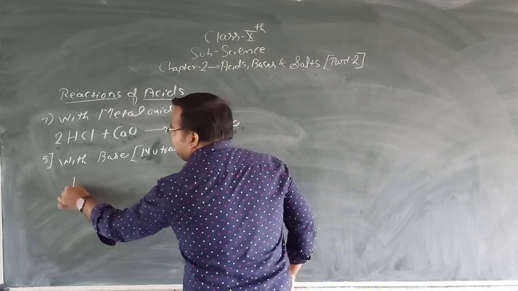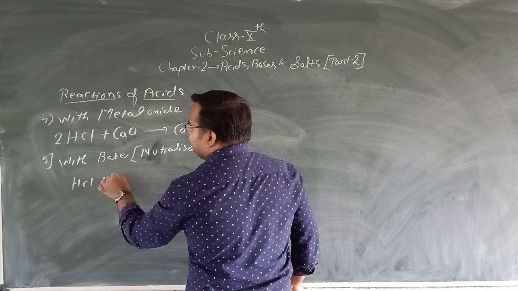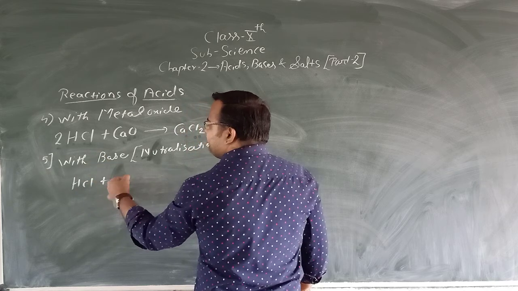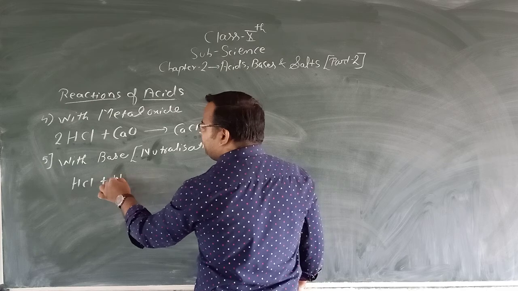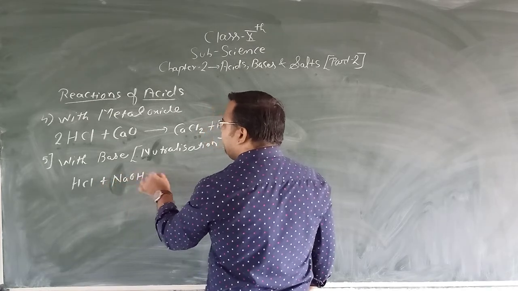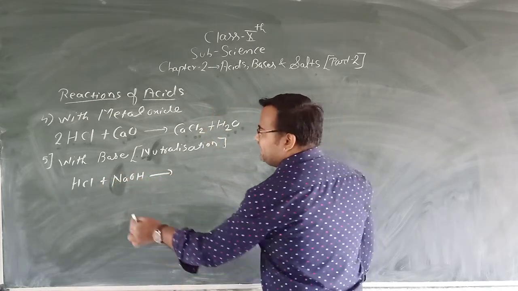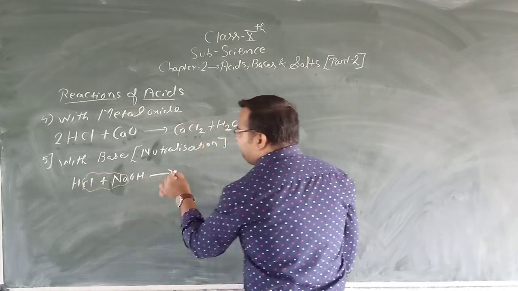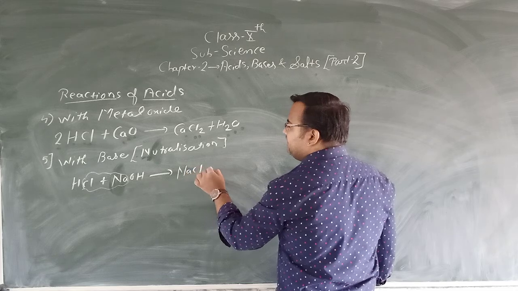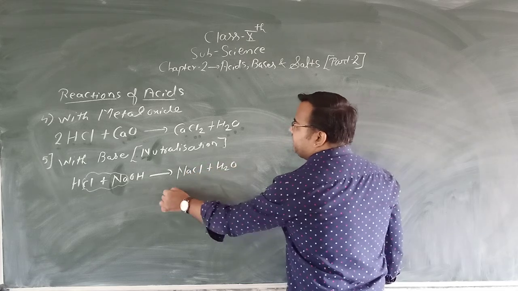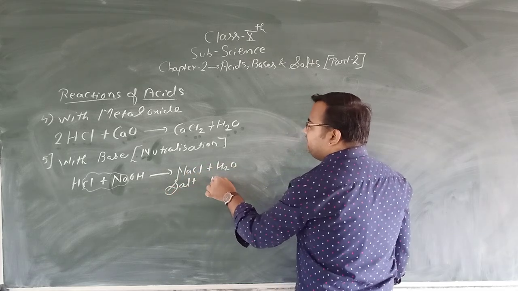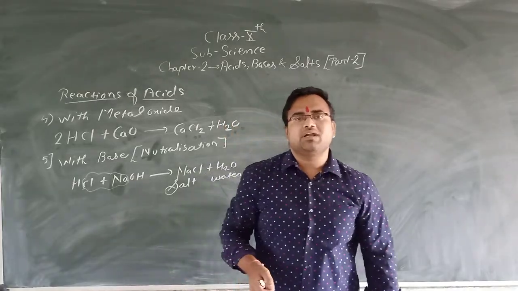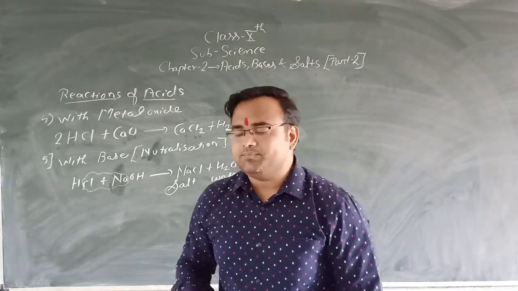See, HCl, hydrochloric acid, is treated with a base. We can take any base, for example NaOH. NaOH is a base. Now Na is reacting with Cl, it will give NaCl plus water. It is salt and water. Whenever acids are treated with bases, the product will be salt and water.